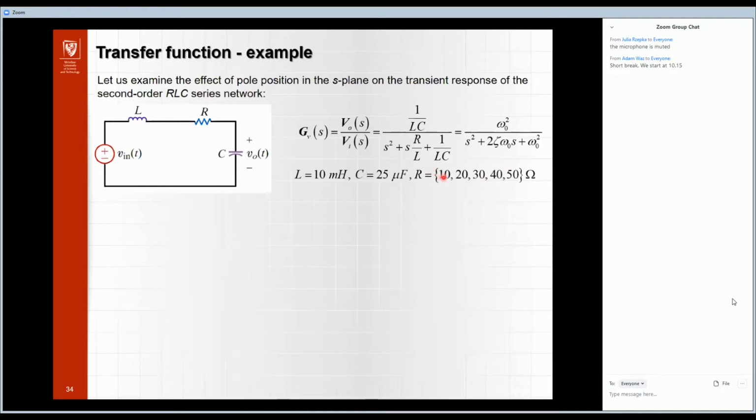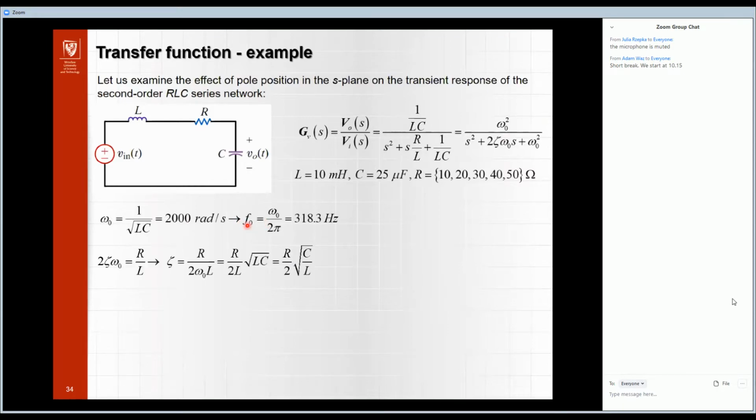So we can try to examine this circuit using 5 values of resistance. When we compare this one and this one, we know about the natural omega of our circuit. So we can calculate that omega zero squared is equal to 1 by LC. So we can calculate the omega zero frequency.